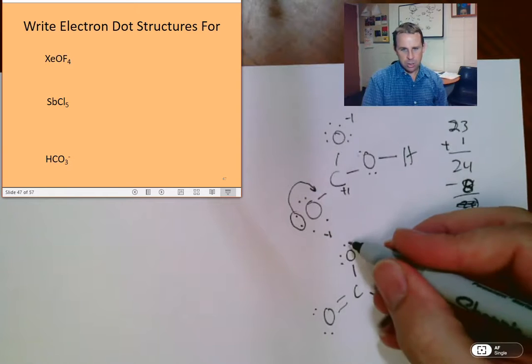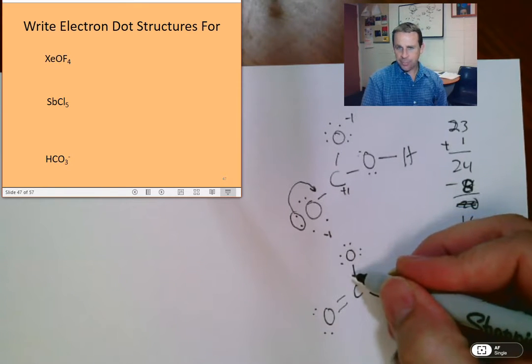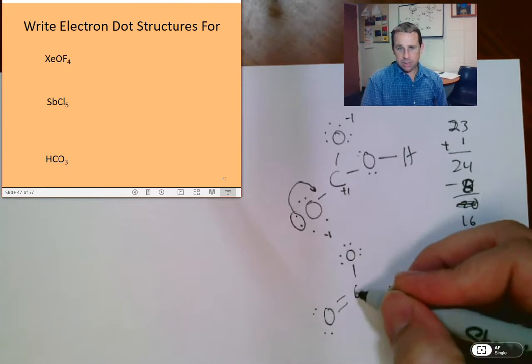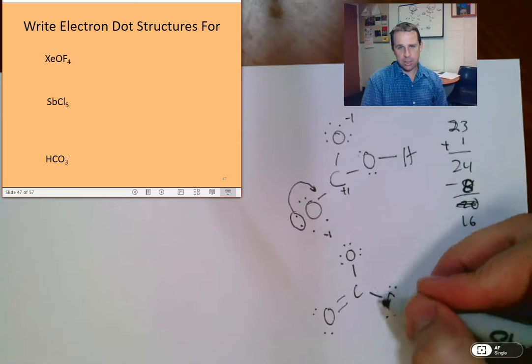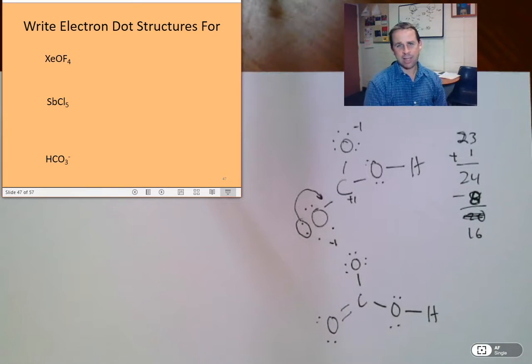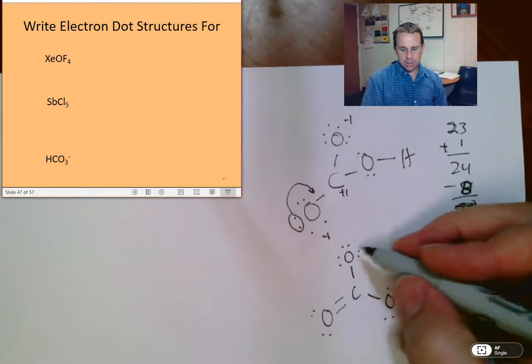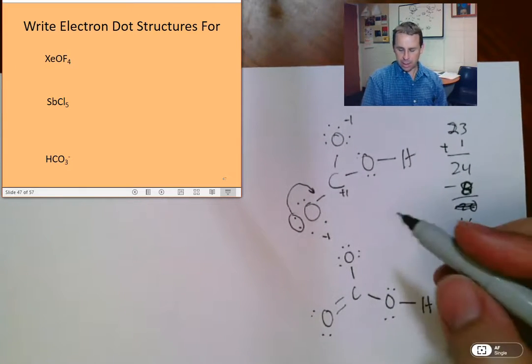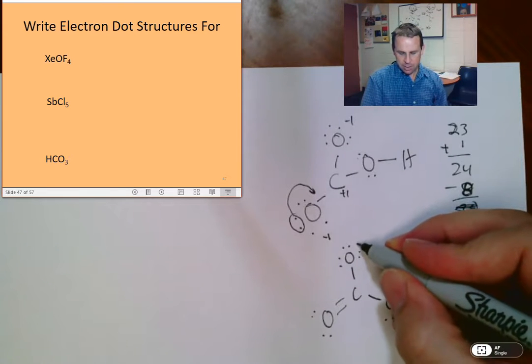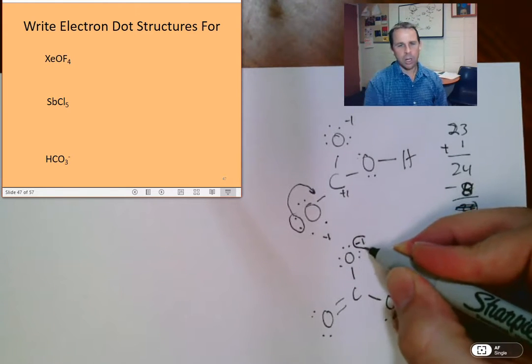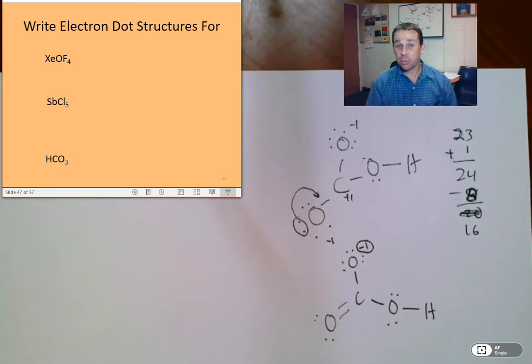Can I bring these electrons in to form another double bond? I can't, because carbon is in the second row and can't have an expanded octet. It can't have more than 8 electrons available to it. Therefore, this carbon is the best it's going to get. And there remains a negative 1 formal charge on that oxygen atom. But that's all right as well, because we're dealing with a polyatomic ion, and there is a negative charge on this compound.